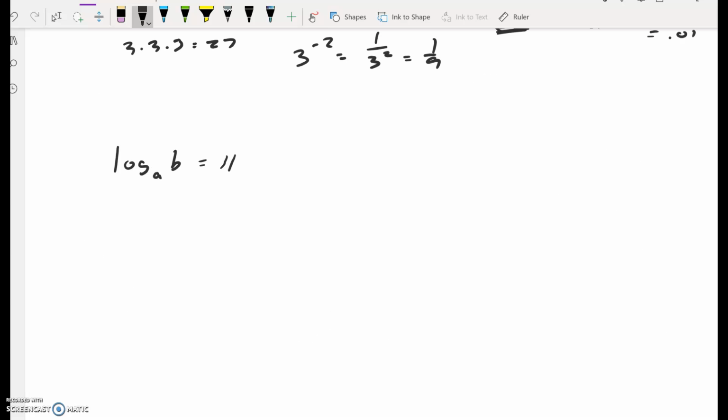So now what I've done is I've taken a quantity that's a logarithm. This is the power you raise a to get b. And I've set it equal to 11 just to have an equation. So this is called a logarithmic equation. And one of the first most basic things you can do with a logarithmic equation is to turn it into an exponential equation. And so this is the power you raise a to get b, and that power is 11.